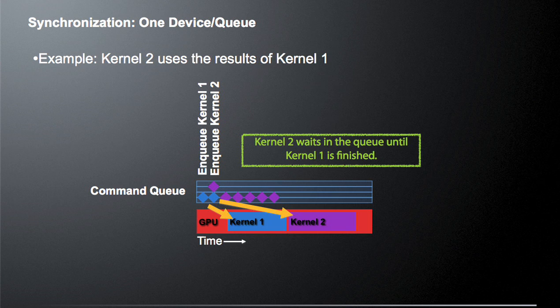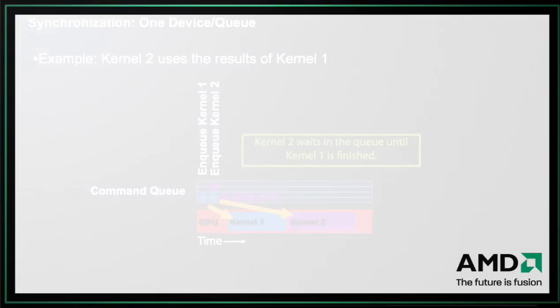So we'll enqueue kernel 2, but it's enqueued in the queue, and it's not going to execute until after kernel 1 is executed because we have a single in-order queue. So after kernel 1 finishes, kernel 2 will then be executed on the GPU, just exactly how we would expect it because it's a single in-order queue.